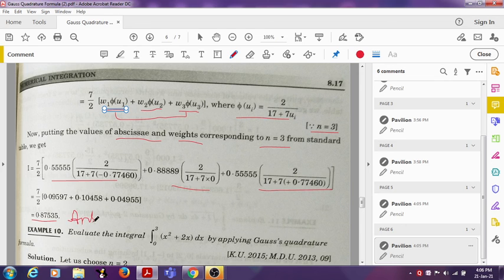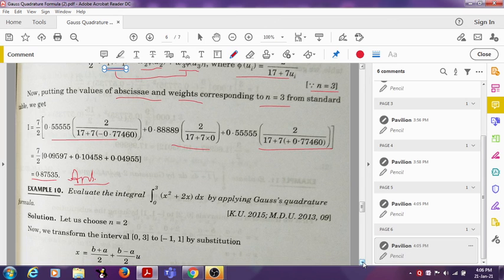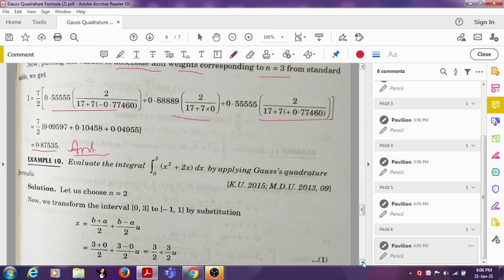So we are saying this is a very simple step to solve an integral by using the Gauss quadrature formula.